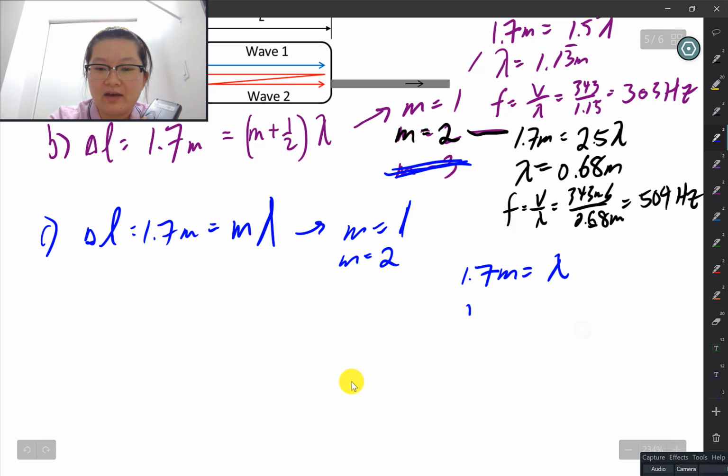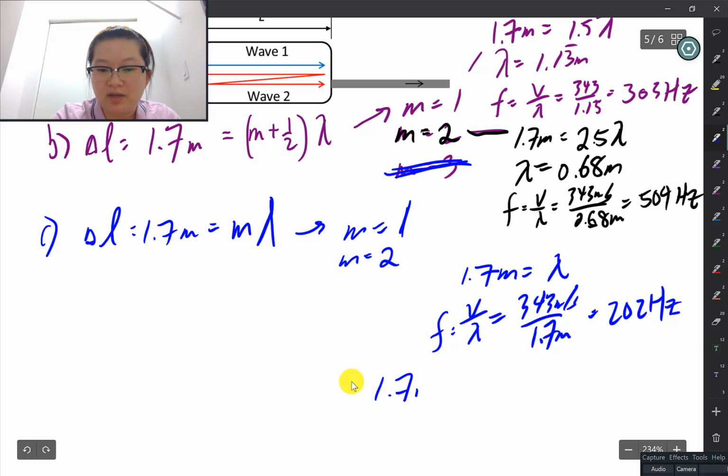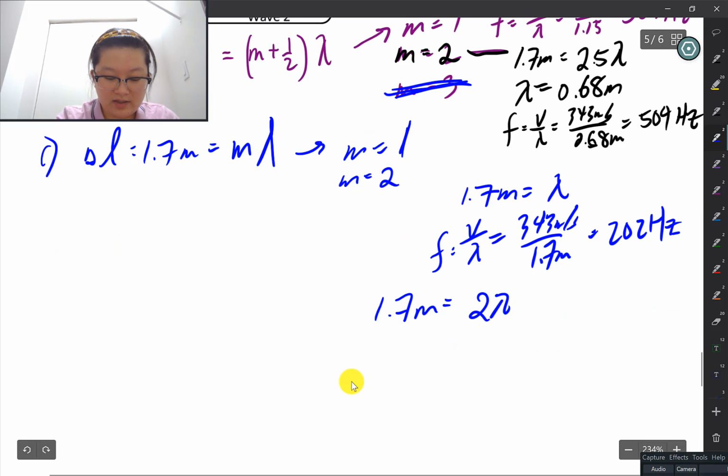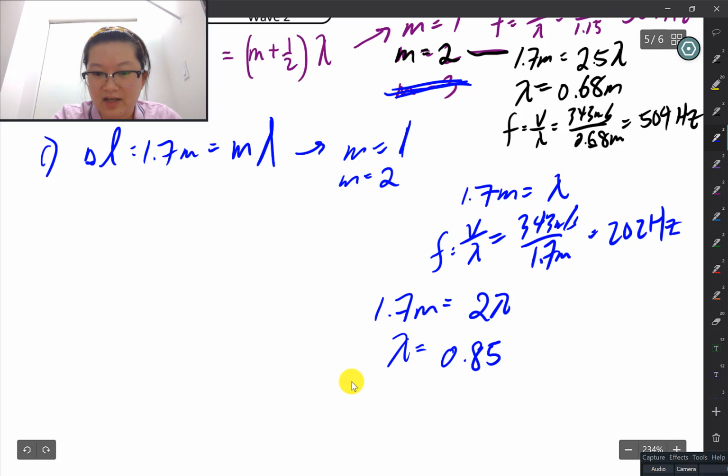Great. So the frequency is going to be our speed divided by our lambda, 343 meters per second divided by 1.7 meters. This is going to give us 202 hertz. So sound waves of 202 hertz will be amplified. Let's try what happens for m equals 2. We'll have 1.7 meters equals 2 times lambda, which means I take 1.7 divided by 2. I am going to get lambda equal to 0.85 meters.